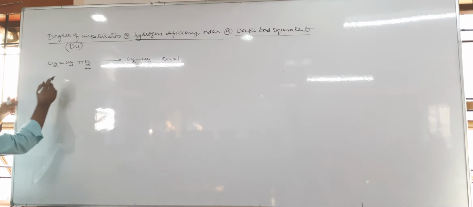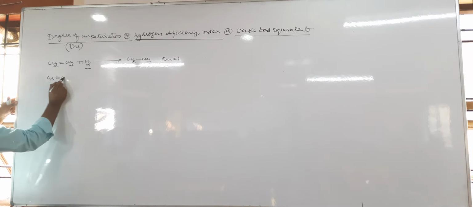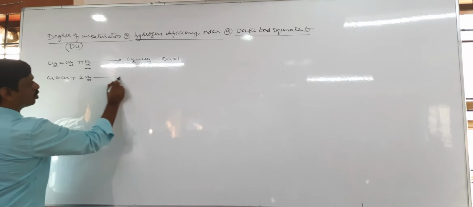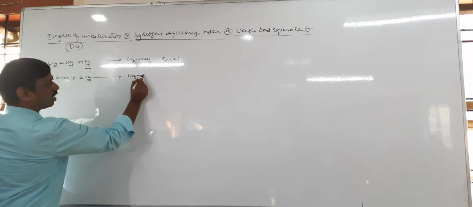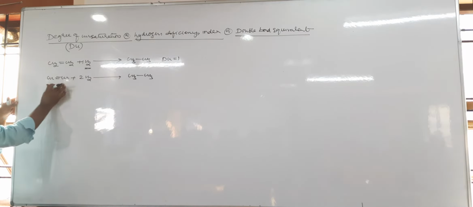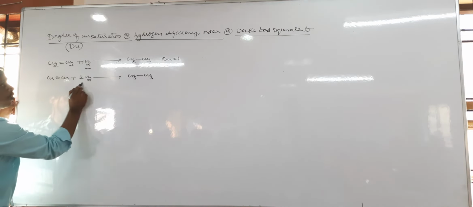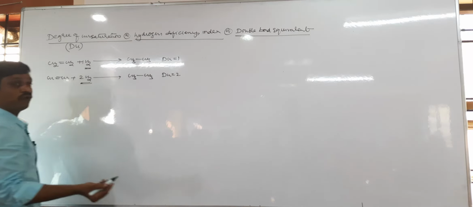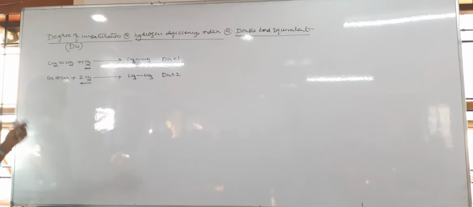One more example. CH triple bond CH reacts with 2 moles of hydrogen, which gives rise to a saturated hydrocarbon. To convert this alkyne into alkane, 2 moles of hydrogen are used, therefore DU equals 2. Then define what the DU is. What is the degree of unsaturation?